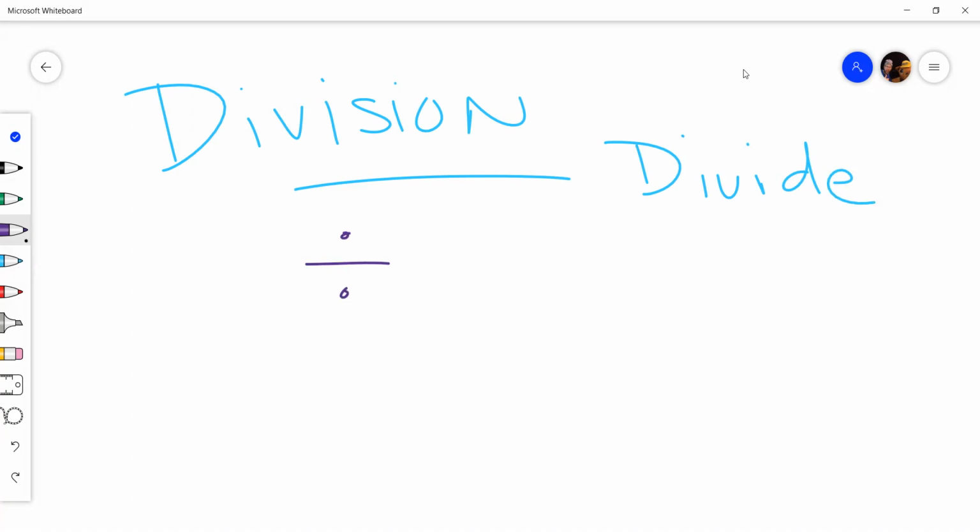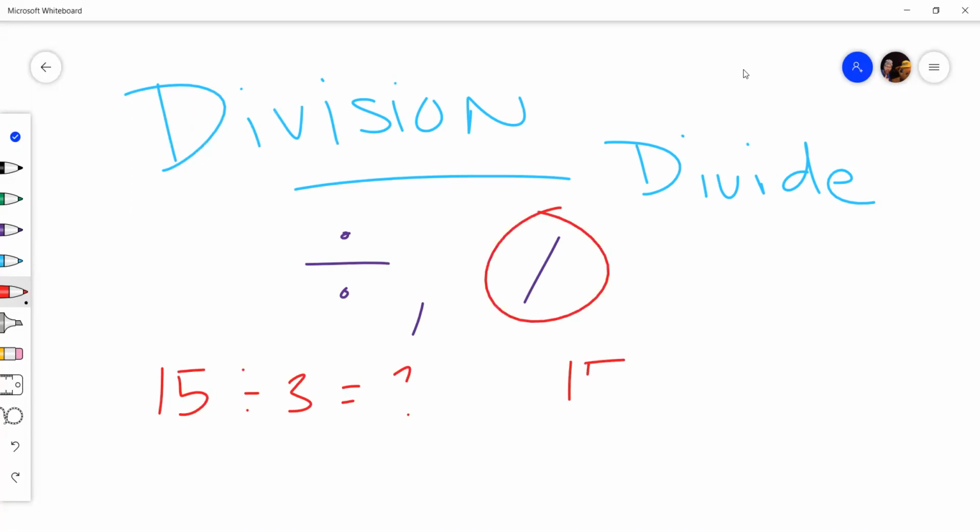So we can use this symbol here. That's a division symbol. We can actually also use this symbol. So we can say things like, what is 15 divided by 3, right? Or we could also write that using the symbol. It would be like, what's 15 divided by 3?